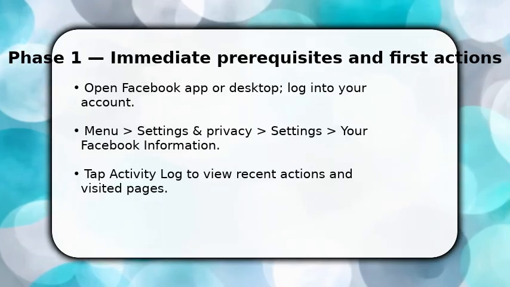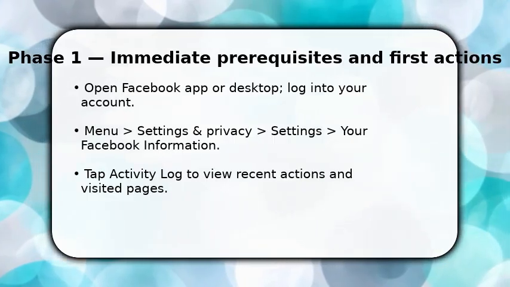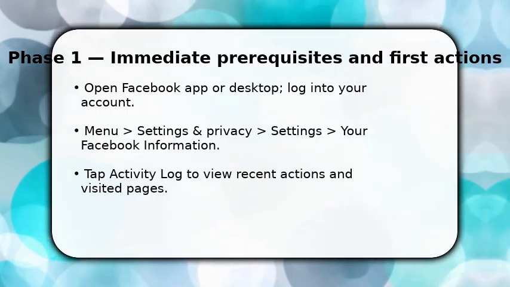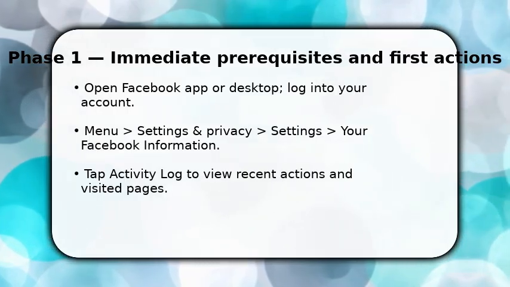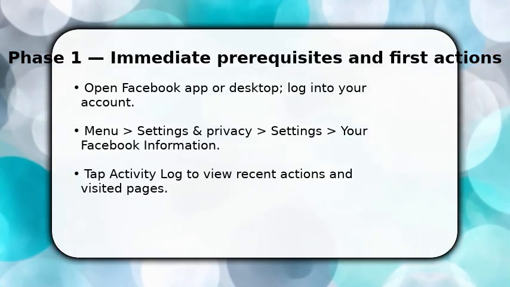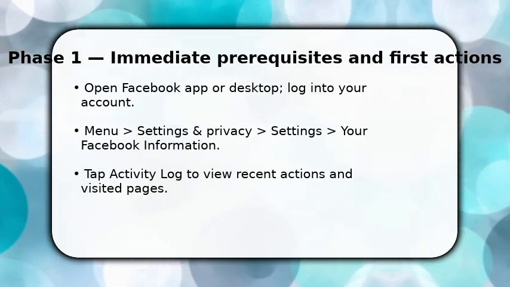You start by opening Facebook and going straight to Settings, then access your Facebook information. Once there, tap Activity Log to surface a chronological record of what you've done. This is necessary because Facebook doesn't expose a single Clear Visited Pages button. You must remove entries individually or by type.